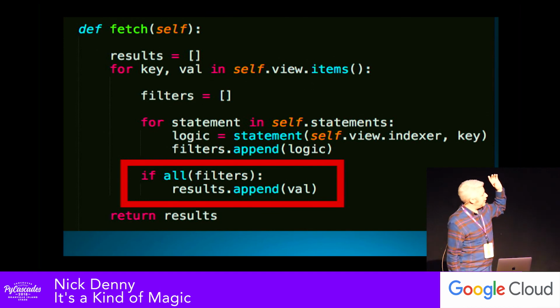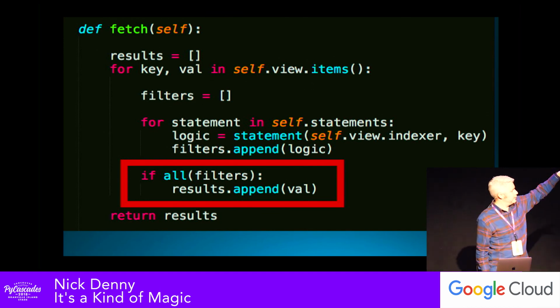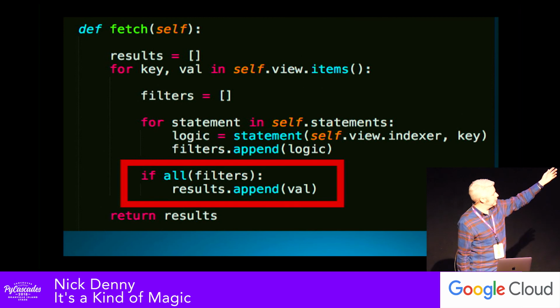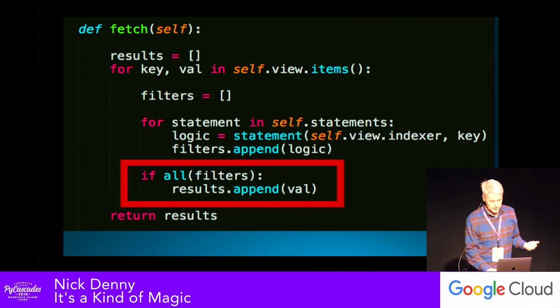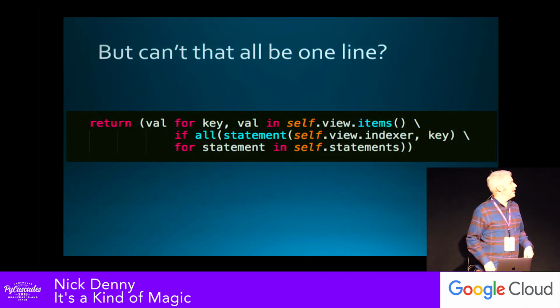And so the last thing here, we get all these yes or no, true, false results, and if they're all true, we append it to the list. So we're just using all. It's very handy. But I know what you're thinking. This is nice and very reasonable and readable, but can't we do it in one line? Yes, we can.